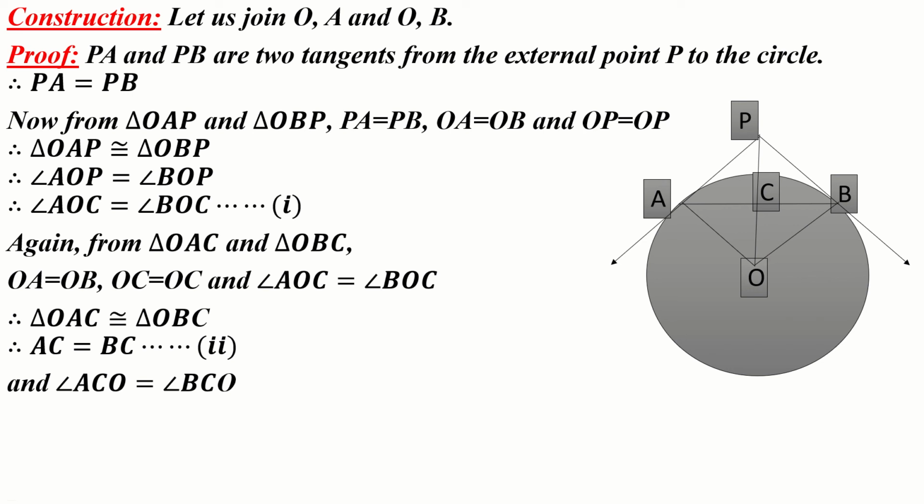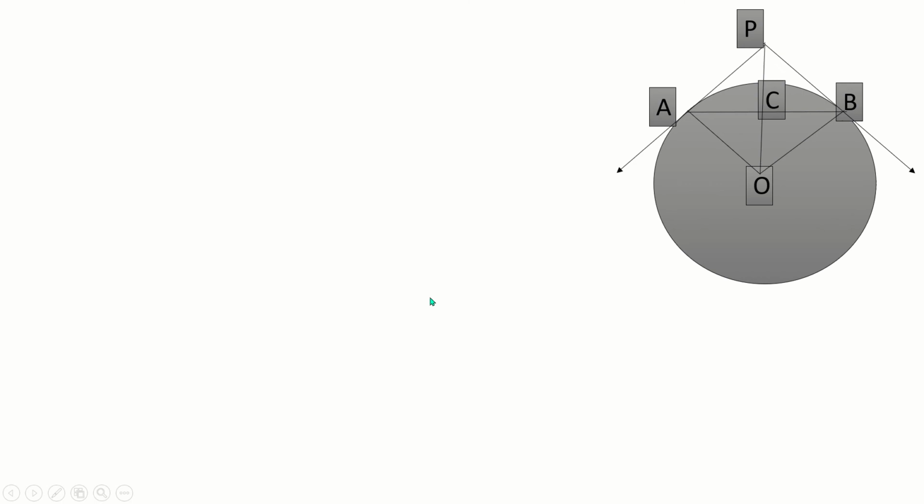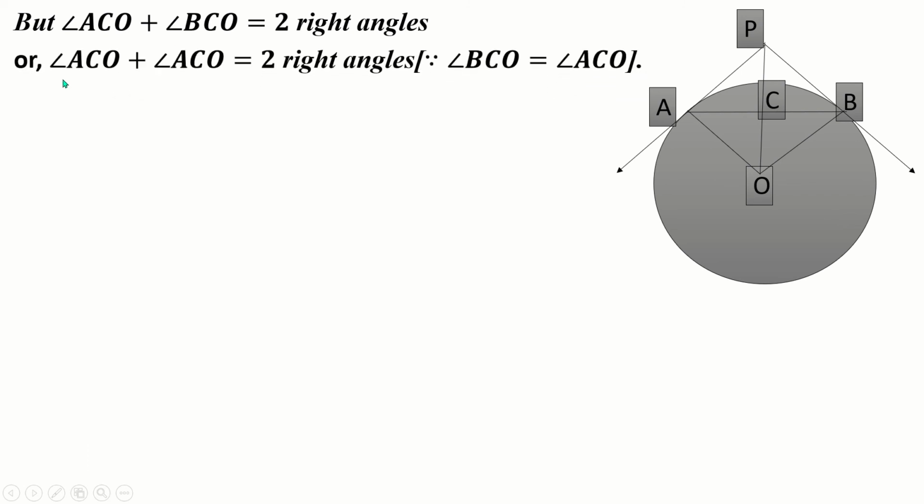Then the proof is complete. Follow here, ACO and BCO. The sum of these two angles, this equal to this, means one straight angle. One straight angle means two right angles. Follow. ACO plus BCO equals two right angles. As ACO and BCO are equal, we can convert any one of these. That means angle ACO plus angle ACO equals two right angles, because this and this are equal.